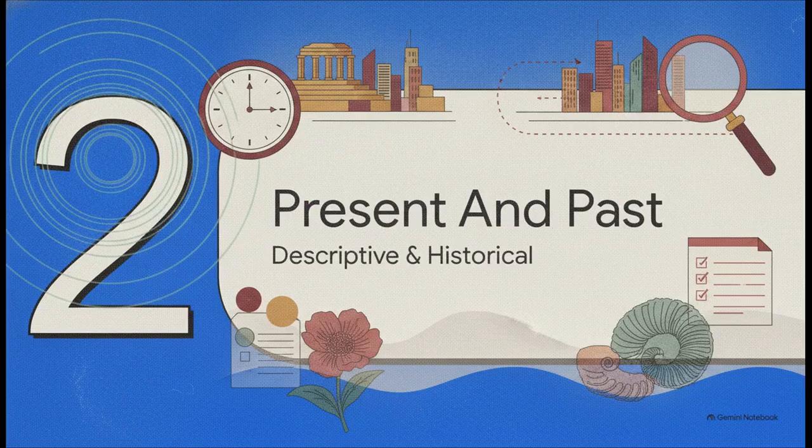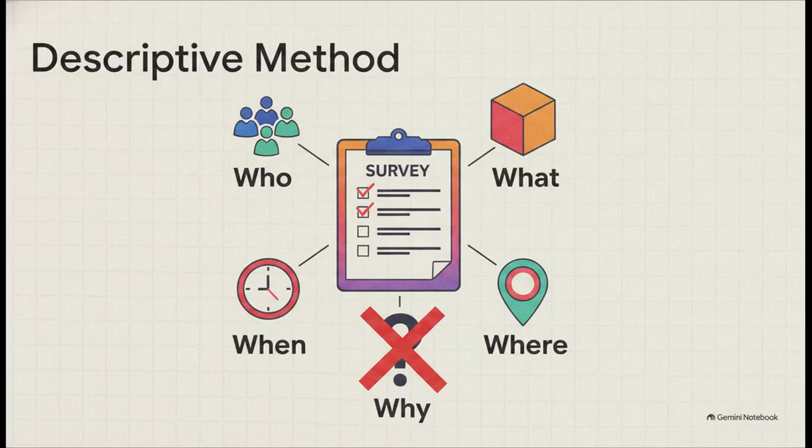Moving right along to Section 2, observing present and past with the descriptive and historical methods. Now, these tools don't manipulate things at all. They simply observe reality exactly as it is. The descriptive method captures the current status of a population, zeroing in heavily on the who, what, when, where, and how much. But importantly, it does not attempt to answer why.